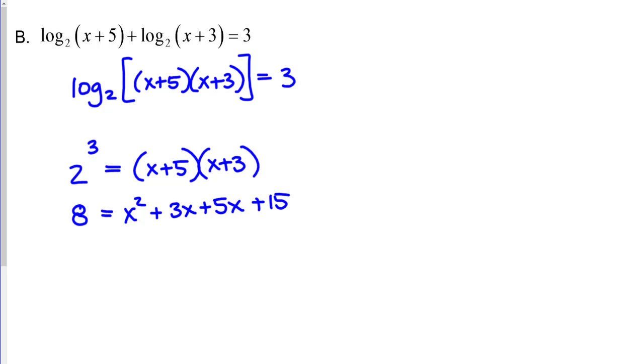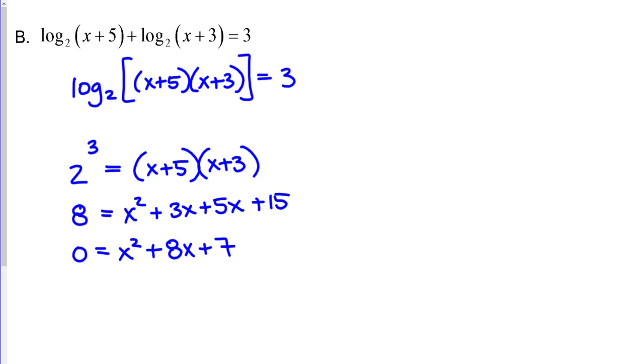And I need to get like terms combined, everything to one side of the equation. So I'm going to subtract the 8 over, and I'm going to combine the 3x and the 5x. So 3x plus 5x gives me 8x, and I am subtracting the 8 over, so 15 minus 8 would be 7. So I have x squared plus 8x plus 7.